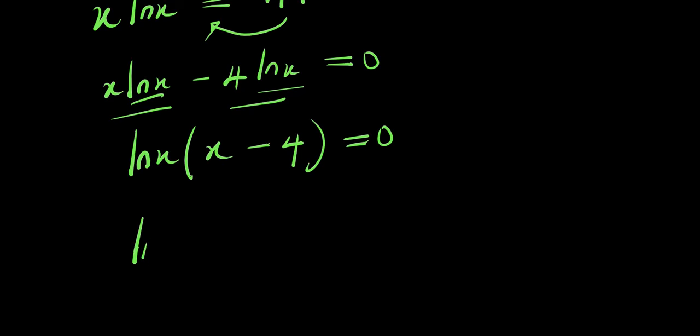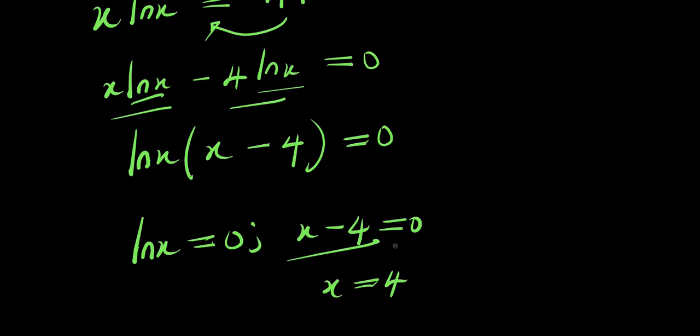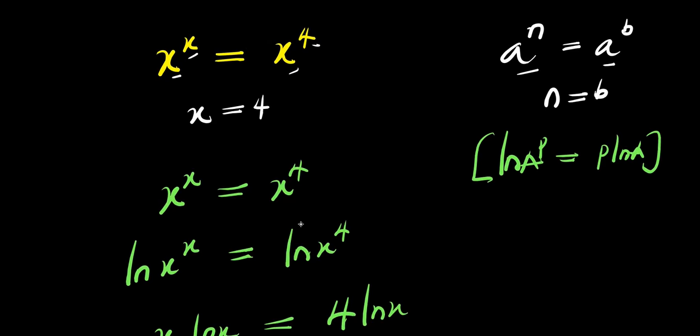So I can equate ln x = 0. I can also have x - 4 = 0. If you want to solve this, I have x = 4, simply moving this over here. That is my x1, the same solution we had earlier on.